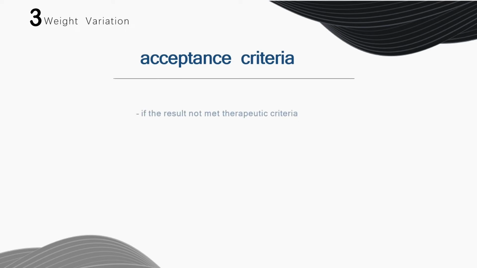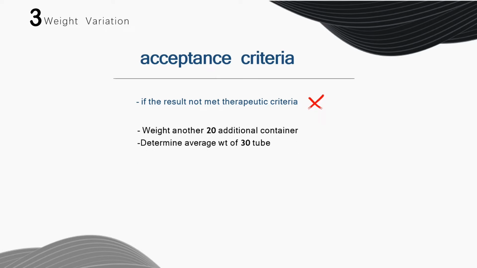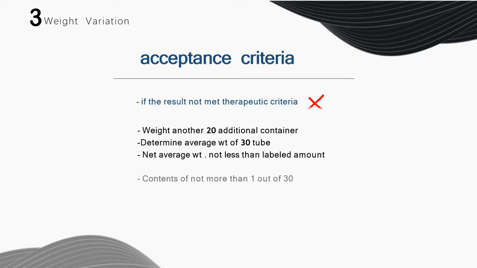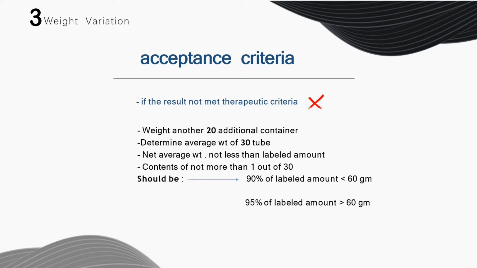If the result does not meet the criteria, take another 20 additional containers. Determine the average weight of 30 tubes. Net average weight not less than the labeled amount. The content of not more than 1 out of 30 should be less than 90% of the labeled amount for 60 gram or less, and 95% of the labeled amount for more than 60 gram.